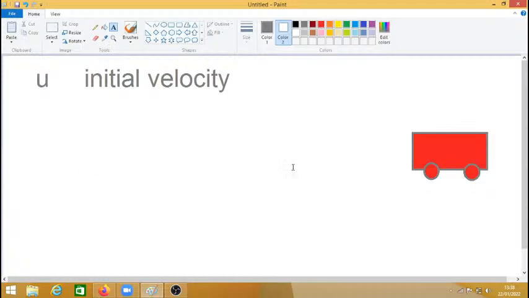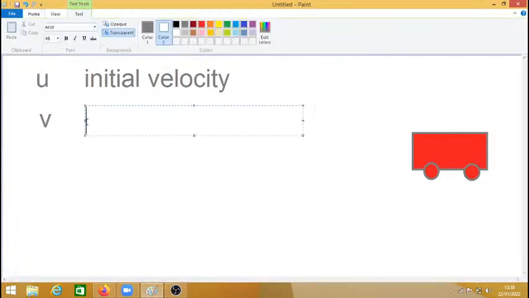Then as it went across the screen, now it's got a different velocity. And when it gets to the end of the screen, that's the final velocity. In a typical question, the thing might stop or it might just pass a finish line. So it hasn't necessarily stopped, but the speed that it passes the finish line at, that's called the final velocity. And the letter we use is v.